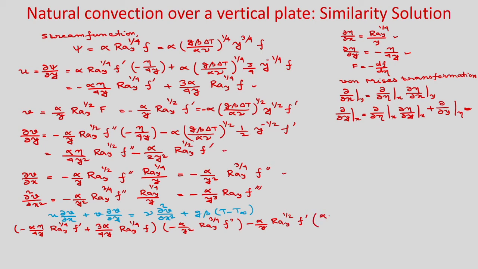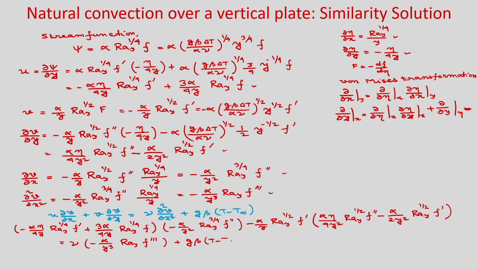So, if you put alpha eta by 4 y square Rayleigh number to the power half f double prime minus alpha by 2 y square Rayleigh number to the power half f prime. Okay. So, left hand side the inertia terms we have written. Now, in the right hand side you write the viscous term nu into del 2 v by del x square. So, this is the expression. So, it will be minus alpha by y cube Rayleigh number f triple prime, okay, and we have the buoyancy term. So, it will be g beta t minus t infinity.